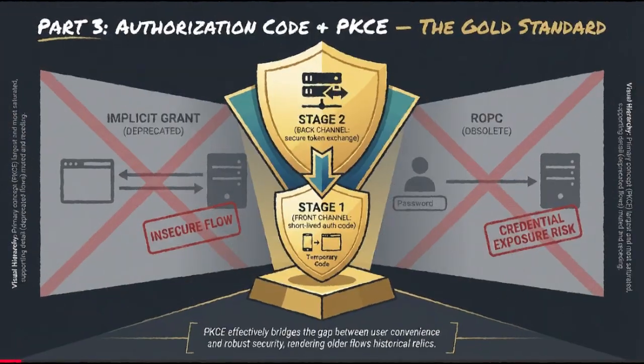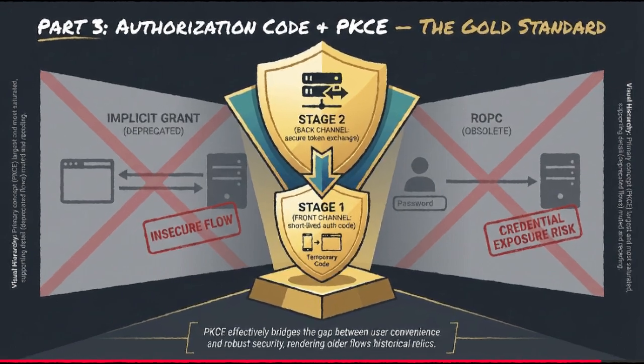Which brings us to part 3, the gold standard: authorization code and PKCE. With the legacy flows deprecated, we must implement the modern secure alternative. The authorization code grant is the definitive standard for authenticating human users. It operates via a bifurcated process specifically designed to mitigate front channel vulnerabilities.